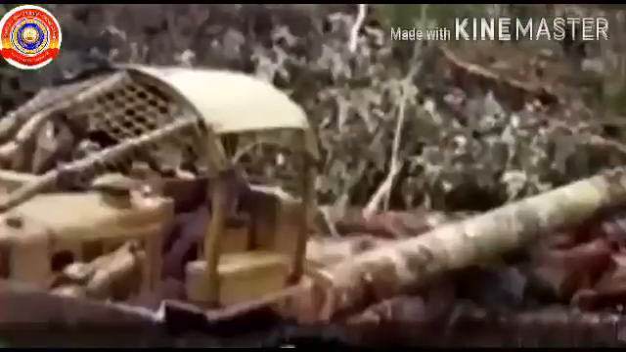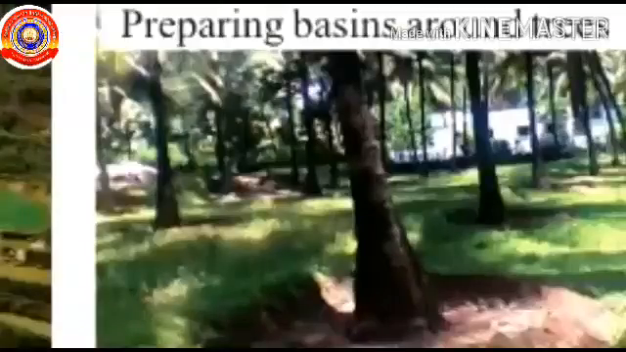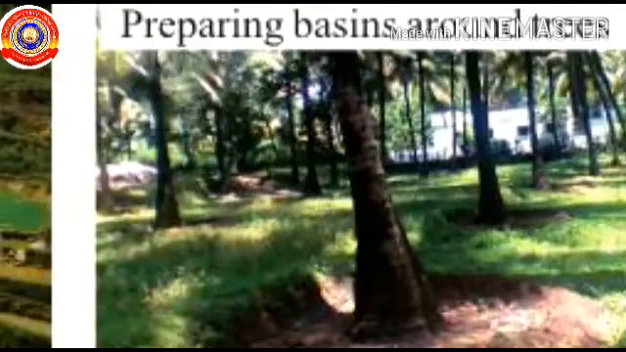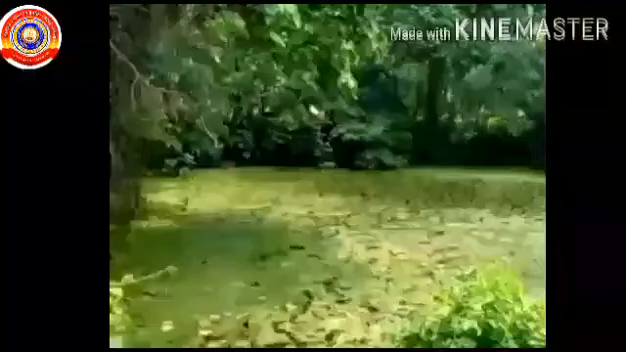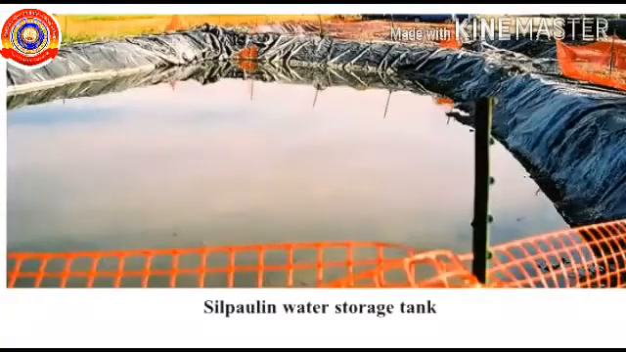Cultivate plants and prevent deforestation. Preparing basins around trees. Well recharging methods such as letting rainwater into wells. In this method, rainwater from the roof is transferred through tubes into a filter for filtration. This water is used for recharging wells. Protection and conservation of natural water bodies such as ponds, lakes and also sacred groves. And preparing silpaulin water storage tanks.